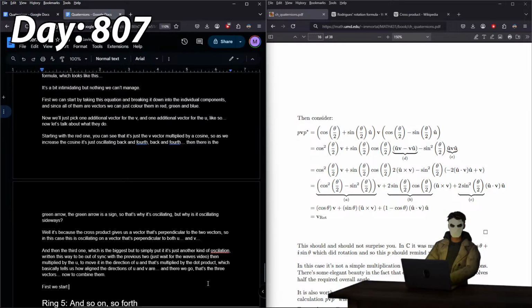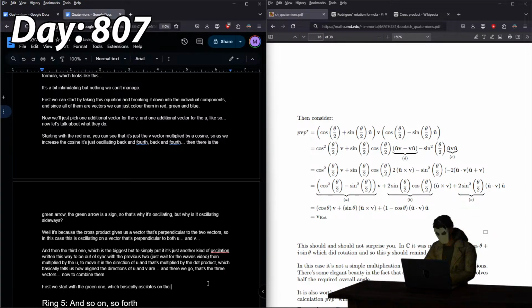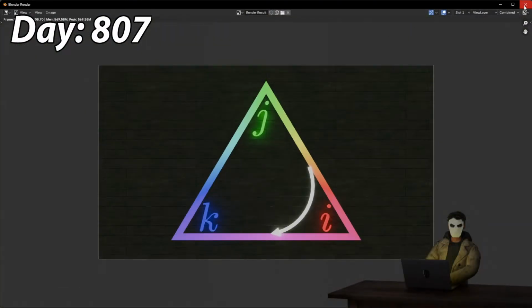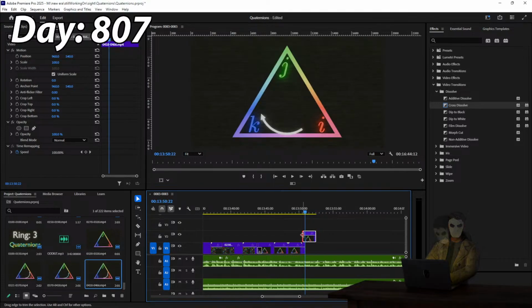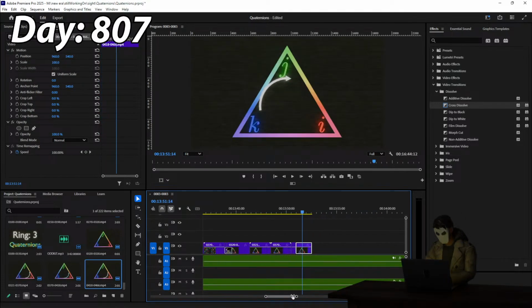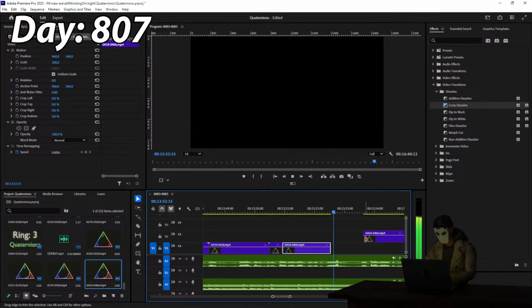First we start with the green one, which basically oscillates perpendicular line. Then we add, hold on, this one finished rendering, that's good. So then we keep going, this right here. This way you multiply them into a negative.